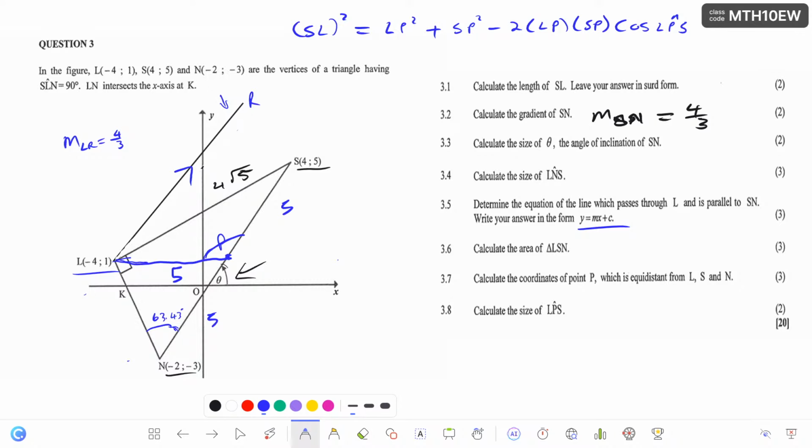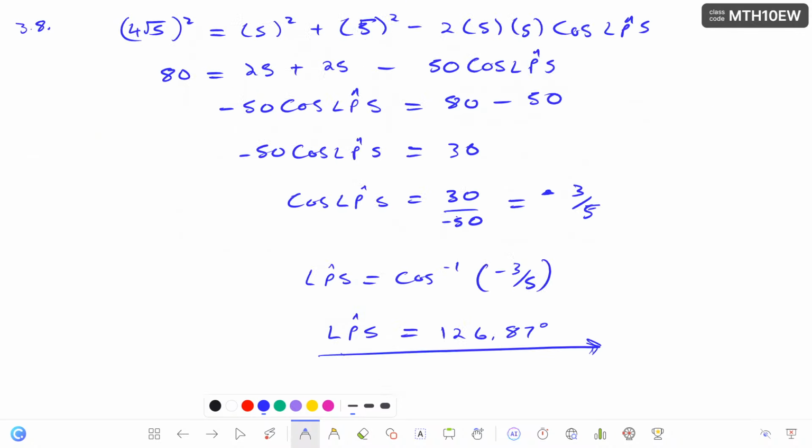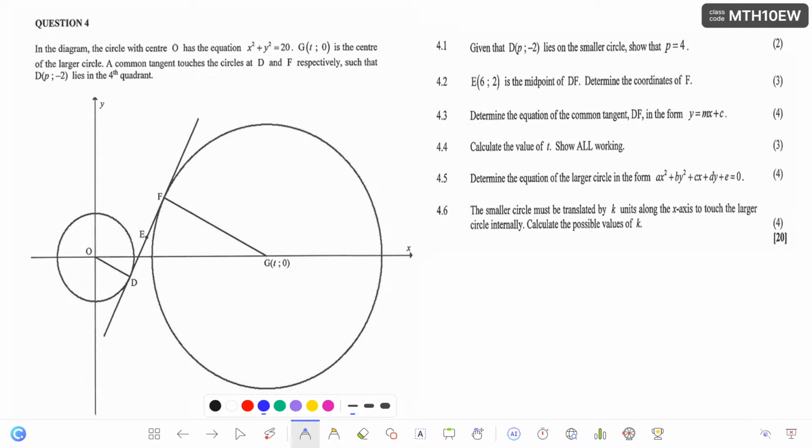So now let's go to the fourth question, question 4, a circle. Here we are given in the diagram the circle with center O as equation, which is this one, and G is the center of the larger circle, and a common tangent touches the circle at D and F respectively, such that D is P, negative 2, and lies in the fourth quadrant. So first question, they said what?